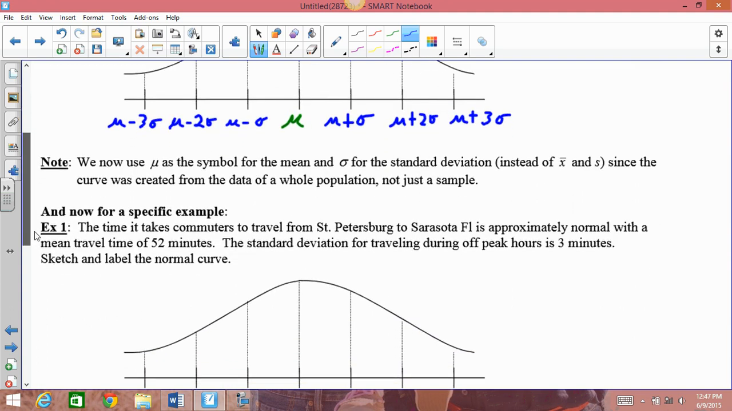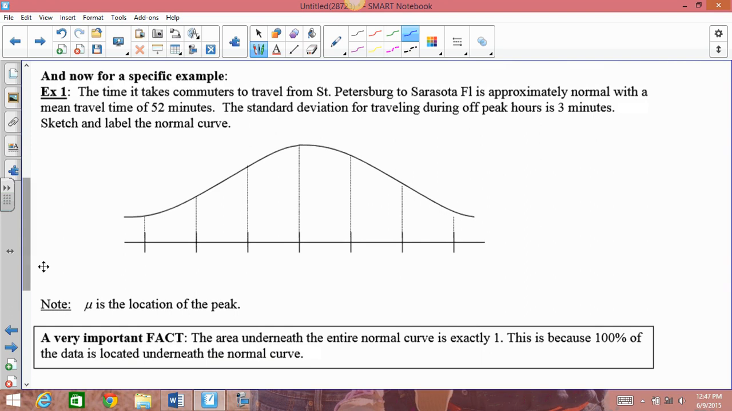Let's give you an even more specific example, very similar to what I showed you in the previous set of notes, but we're gradually working our way up to this idea of the normal distribution. You'll see a little bit more where we're going with this. It says here that the average commute time from St. Petersburg to Sarasota is 52 minutes in the car. The standard deviation is 3 minutes.